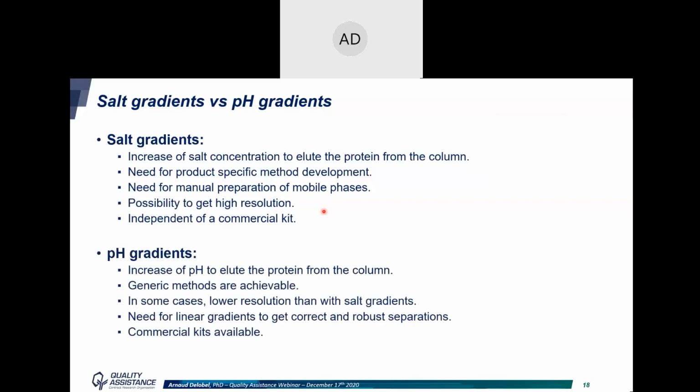If you use pH gradients, you will increase the pH to elute the protein from the column, and in that case, you have generic methods that can be achievable using this approach. In most cases, the resolution will be lower compared to salt gradients, as I will show later. And if you want to have a method that works really well, you need linear gradients to get correct and robust separations that will be applicable to all monoclonal antibodies. Also, in order to get linear gradients, it's quite complicated to do this by hand, and there is the possibility to use commercial kits, as I will show later.